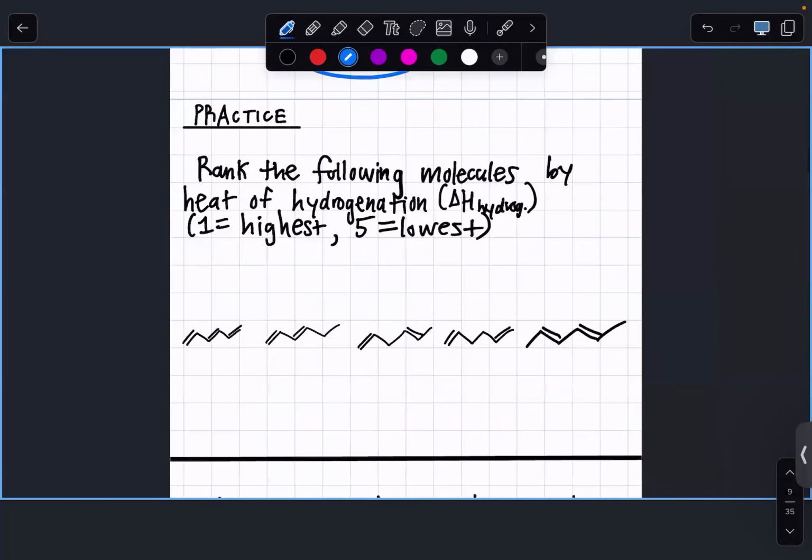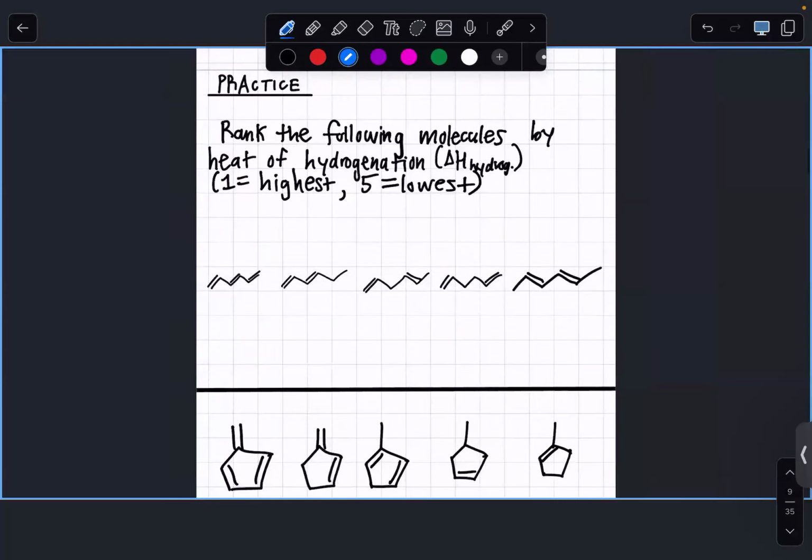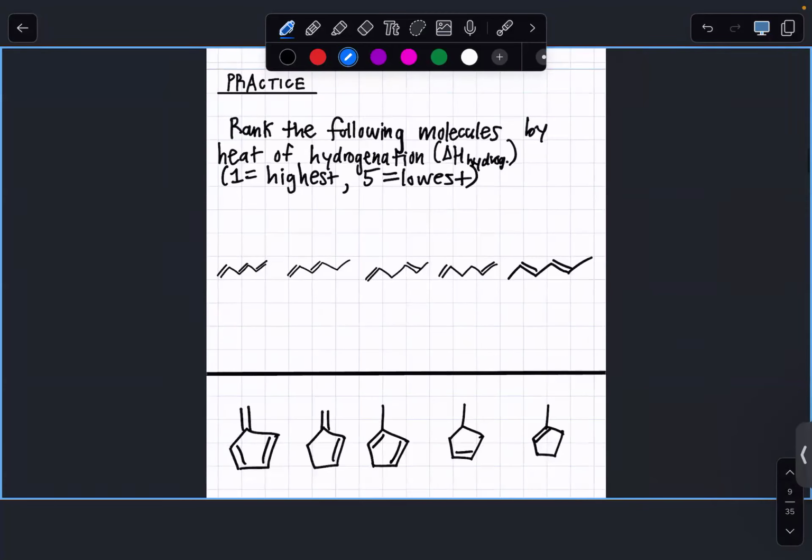Now, let's try these practice problems here, where there's 5 different molecules, and you have to rank them in order of increasing heat of hydrogenation. One is going to be giving off the highest heat, and number 5 is going to give the lowest heat. Okay, so try that for 5 minutes, or say 3 minutes.